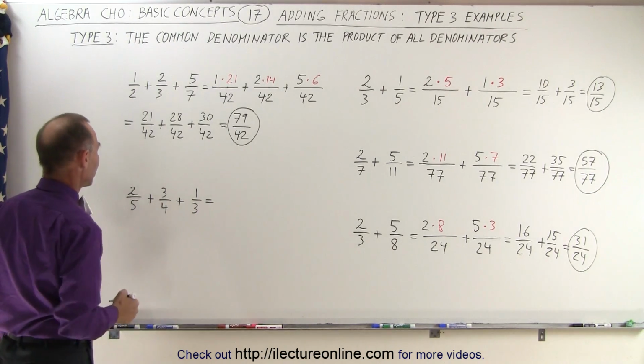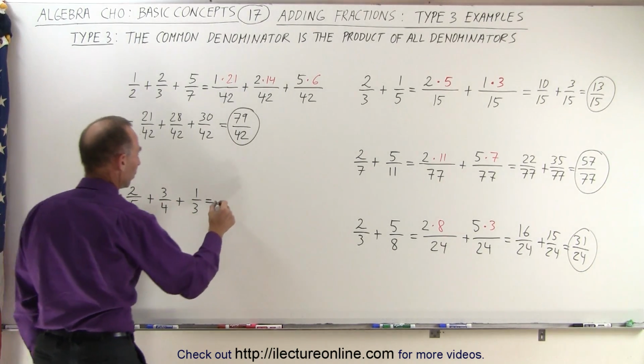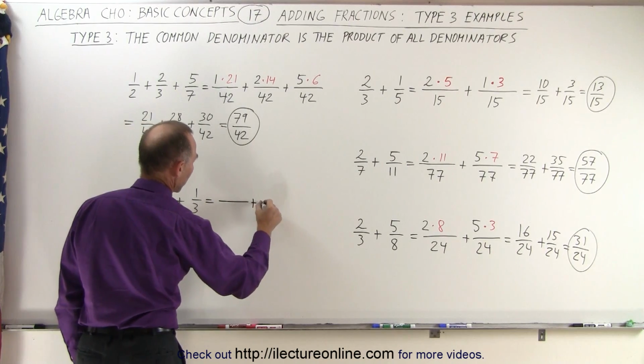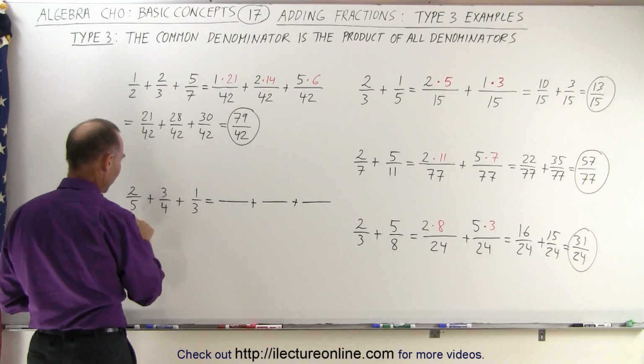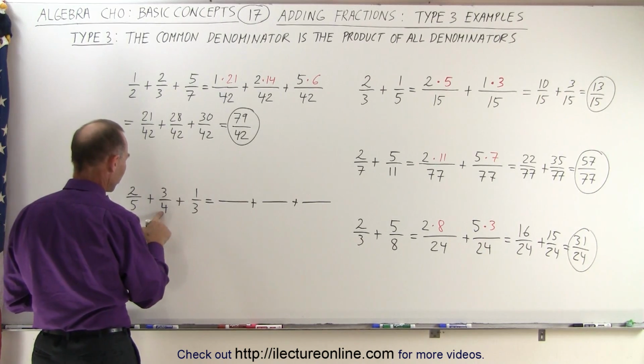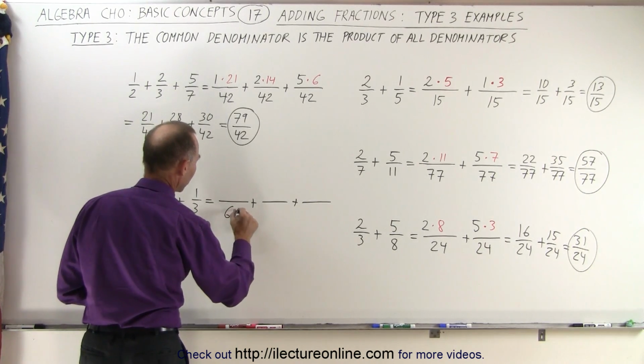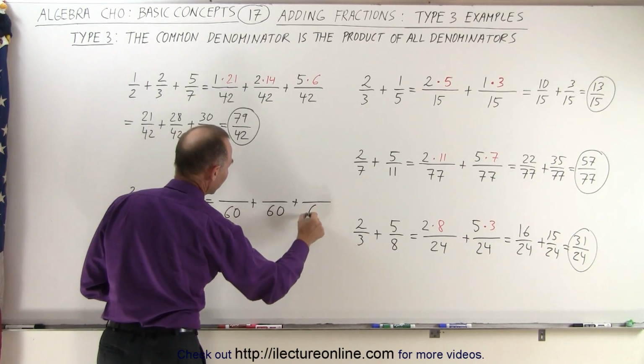And here we do the same thing again. The common denominator will be the product of the three denominators. 5 times 4 is 20, times 3 is 60. So the common denominator of all three will be 60.